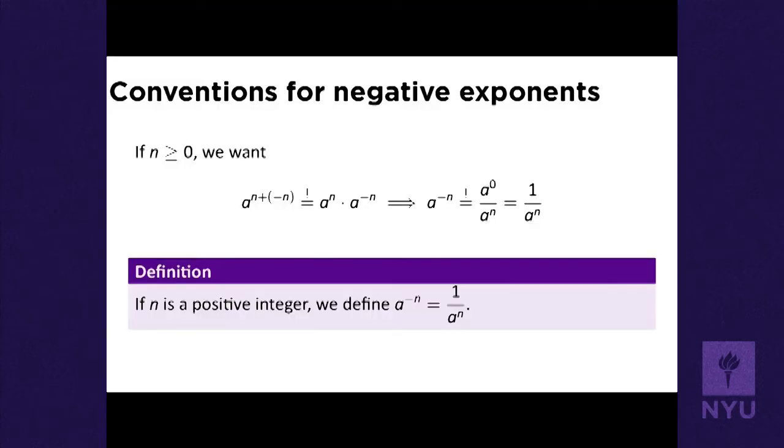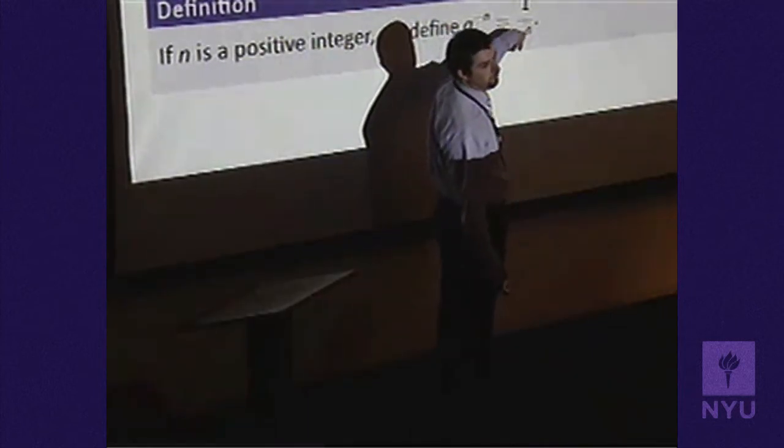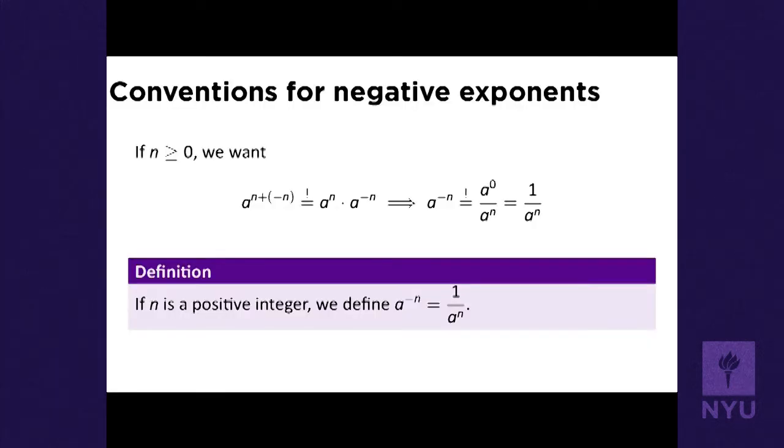All right, so then we can define, if n is a positive integer, such as 2, 3, or 4, a to the minus n, that is a to the negative 2, or negative 3, or negative 4, would be the reciprocal of that positive exponent power. So a to the minus 2 is 1 over a to the 2. A to the minus 3 is 1 over a to the 3.